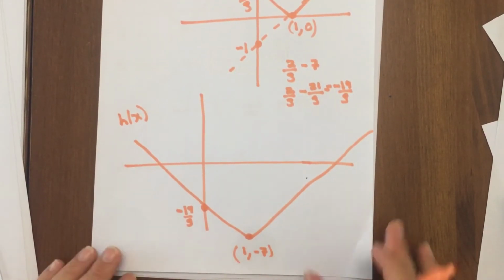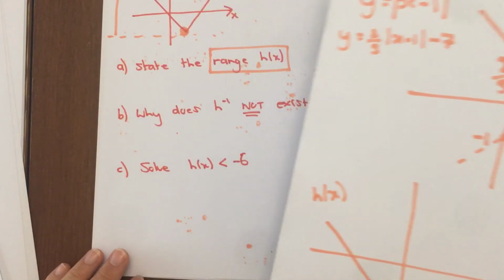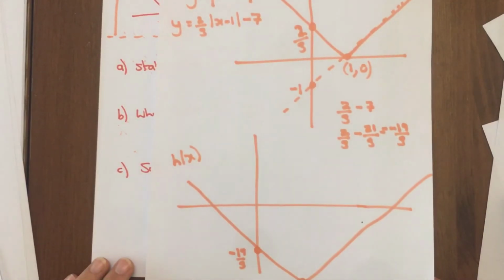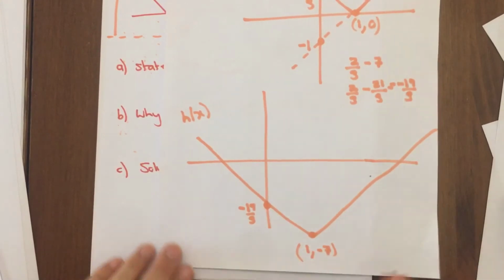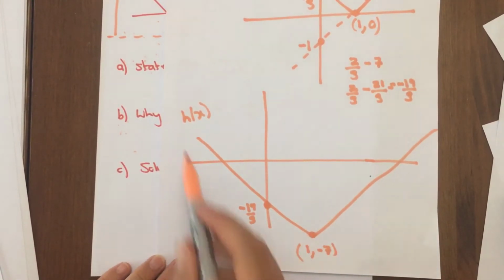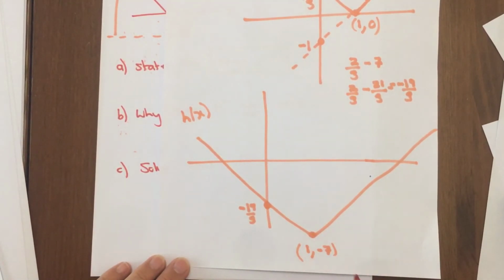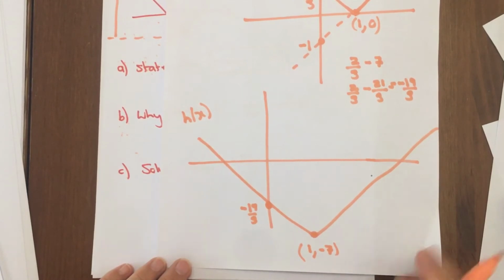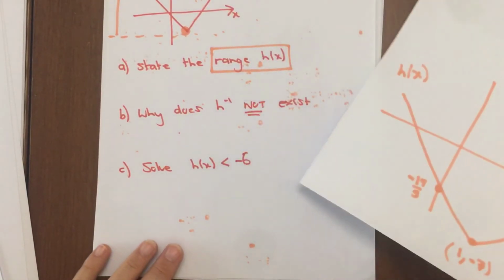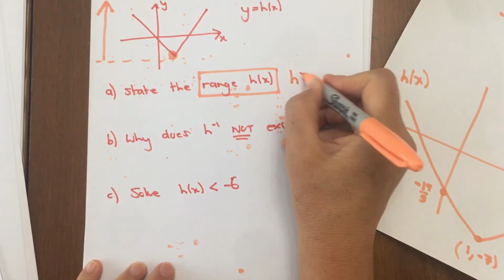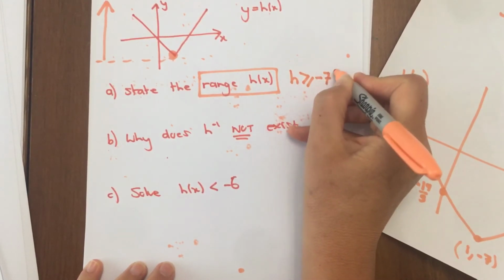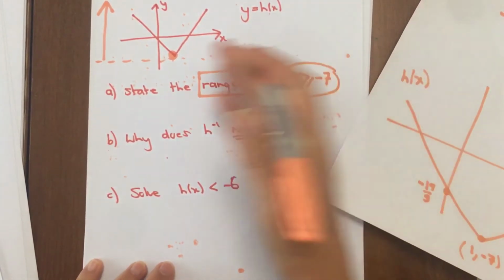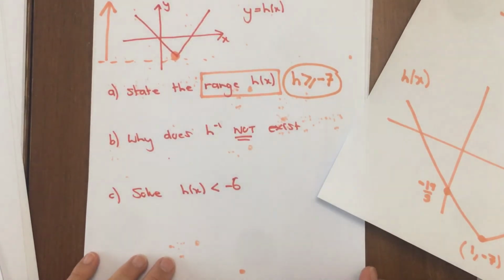Right, so my range, let's go back to the question. My range will be all my values of h of x greater than or equal to negative 7. So my range is h is greater than or equal to negative 7. Excuse the dots here. Okay, next question.